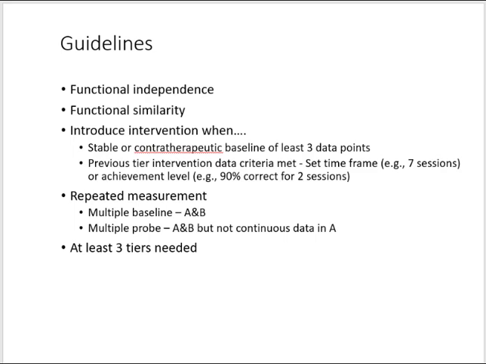We use our repeated measurement in the multiple baseline across both phases, A and B, and in the multiple probe, we use intermittent measurement in A and continuous in B. We need at least 3 tiers, whether that's 3 tiers of participants, 3 tiers of behaviors, 3 tiers of settings, to have replication in this design.